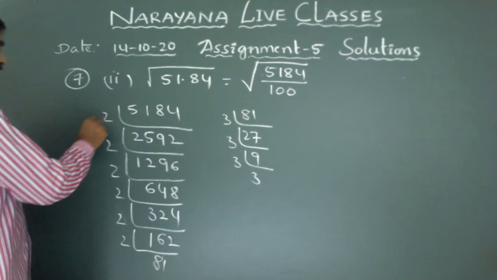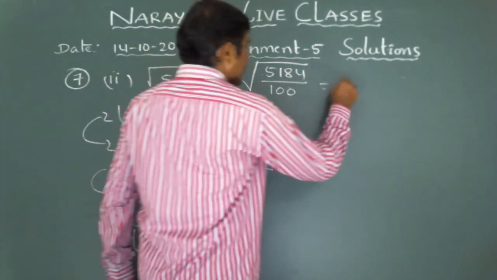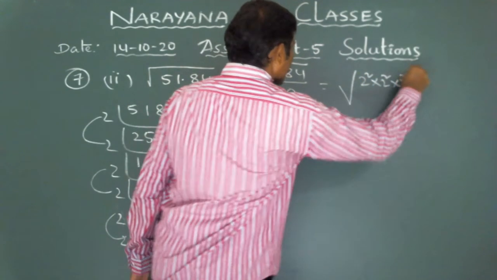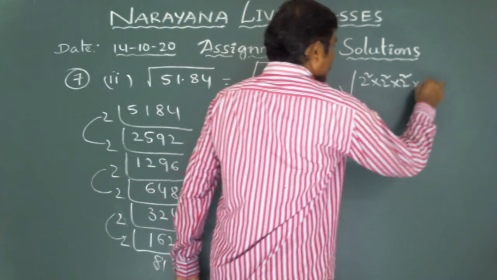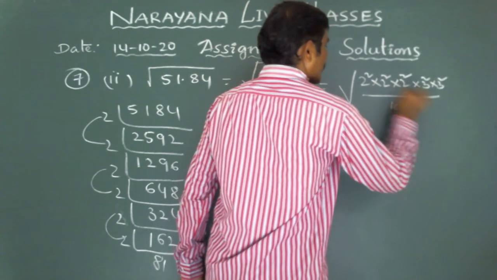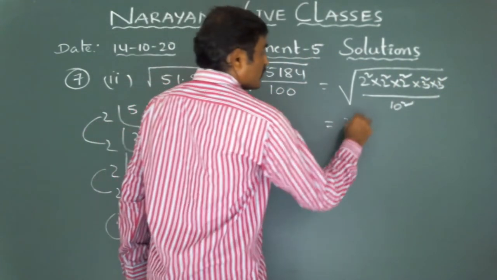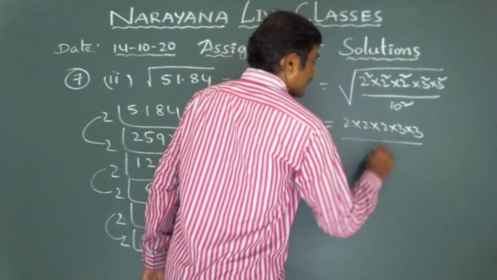So total repeated 1, 2, 3. So it can be written as 2 square into 2 square into 2 square. Again 3 is repeated 2 times, so into 3 square into 3 square. By the denominator we know 10 square. So that is equal to 2 into 2 into 2 into 3 into 3 by 10.